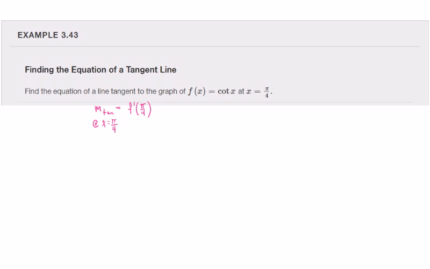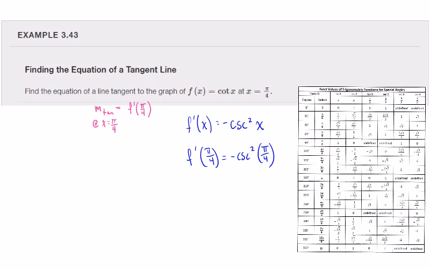Okay, so first we'll find the derivative of the function. The derivative of cotangent x, like we proved in the last lesson, is negative cosecant squared x. All right, and so now we just need to find the derivative at pi over 4. So we just plug in pi over 4. Then we can look on our trig chart and find what cosecant of pi over 4 equals.